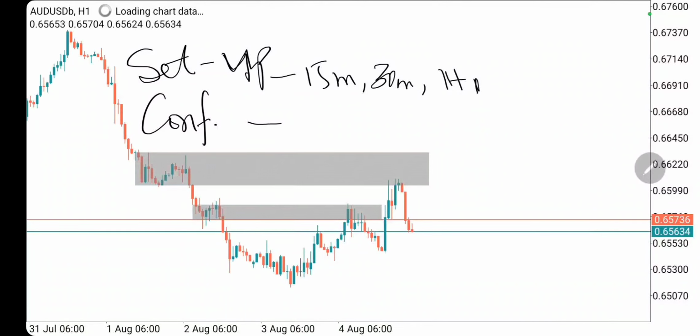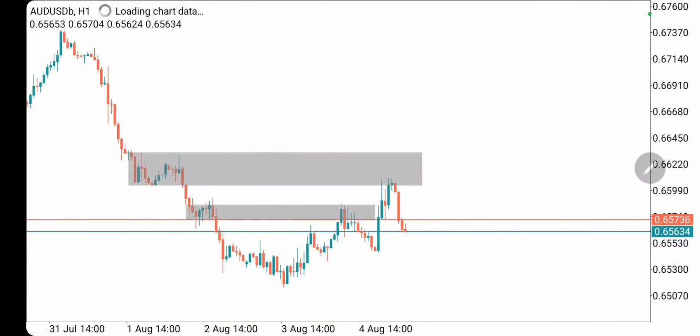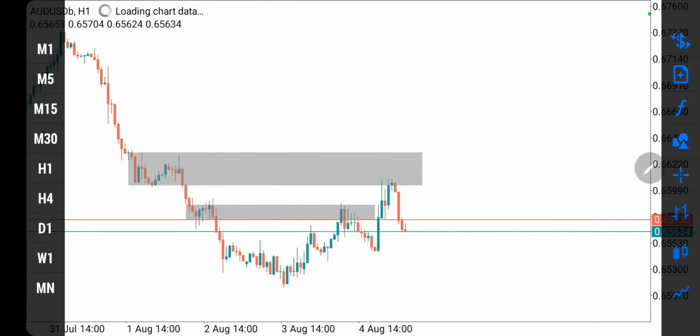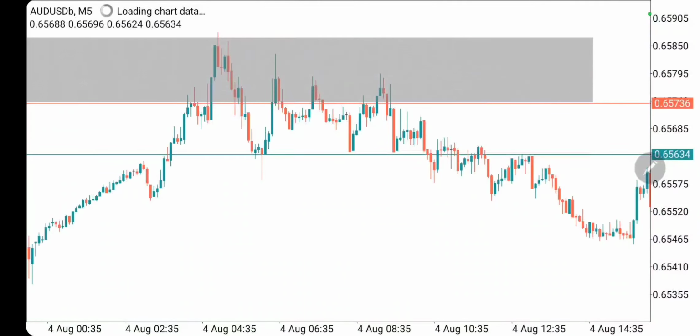I get my confirmation on the 1 minute or 5 minutes time frame. Okay, so now on this chart, let us go down to the lower time frame to actually depict the entry confirmation on this supply zone. All right, so we have two cases here.